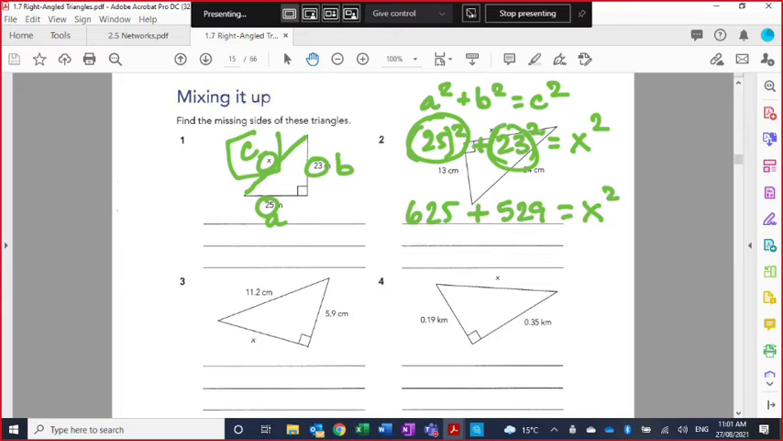Now we just need to add those two together. So 625 plus 529 is? 1,154. Thank you. Equals X squared. Now, this is a quadratic equation, but it's a really simple one to solve because all I need to do is unsquare that. Get rid of the square. And to unsquare something, you just take the square root of it. But remember, if I take the square root of one side, I have to take the square root of the other side. So I'm going to take the square root of both sides.